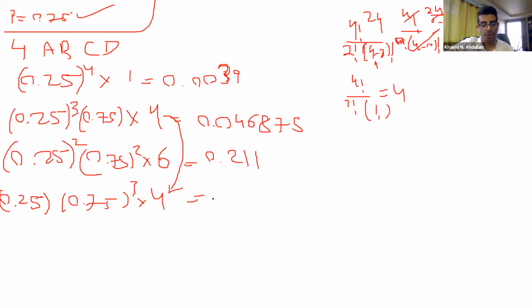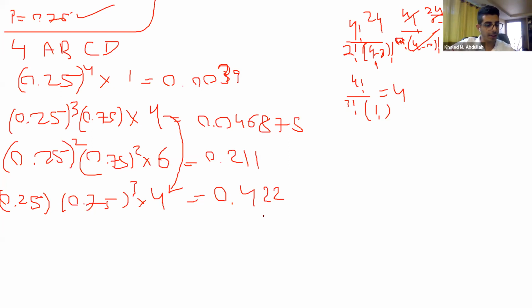And then this will be, let me just make sure, 0.25 times 0.75 times 0.75 times 0.75, times 4. So yeah, 0.42. So 0.422. I don't want to round down, so I'll do 0.422 to round it off.